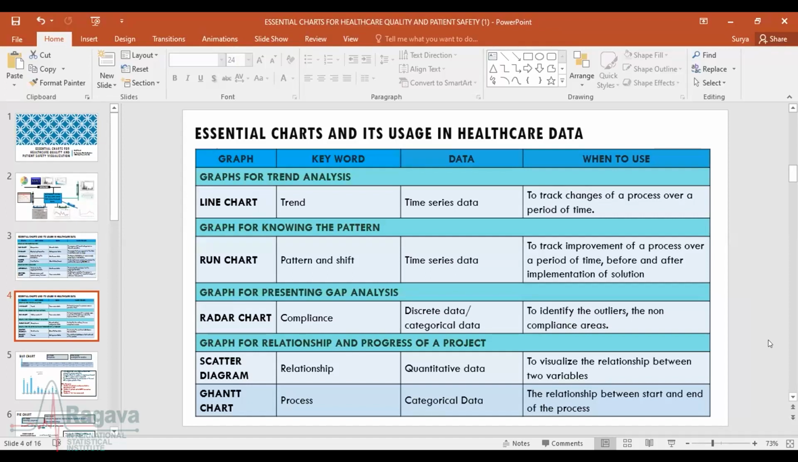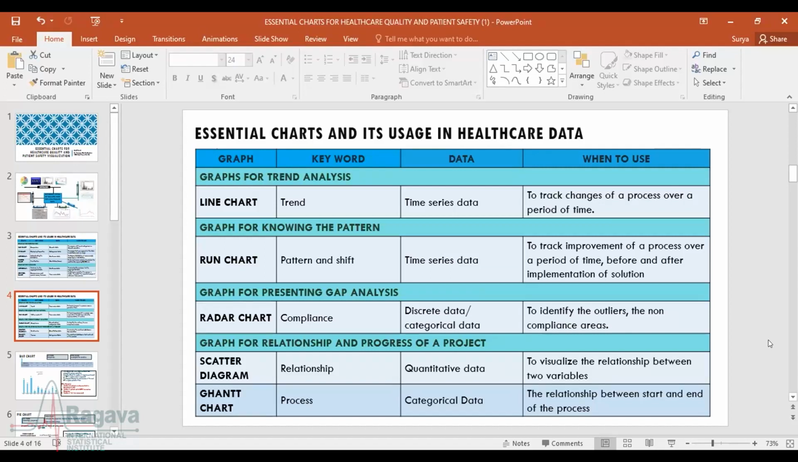In order to know the compliance, for the gap analysis, we use the radar chart. It will display the outliers, wherever I need to concentrate, where the compliance rate is higher and lower. And the scatter diagram is mainly for relationship.